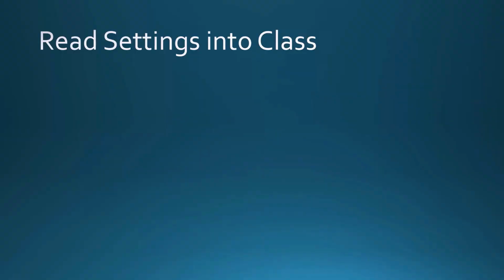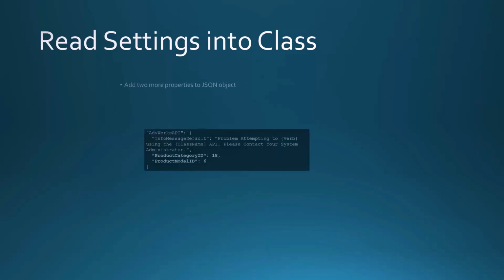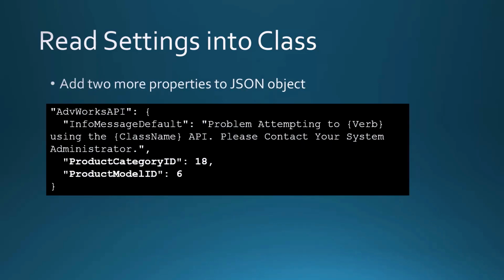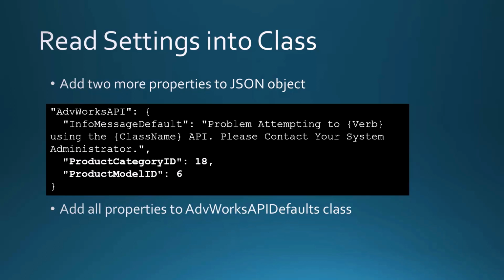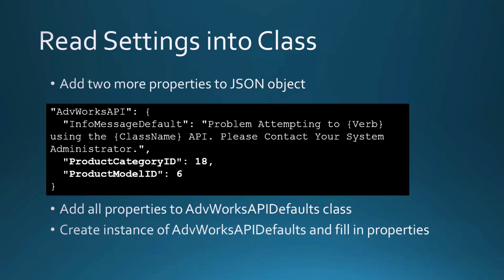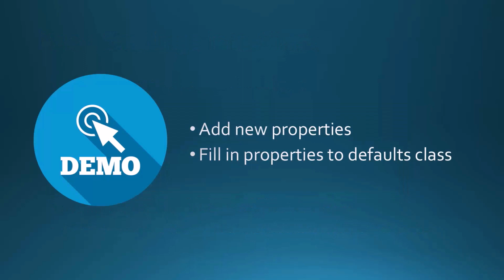So instead of just reading individual properties one at a time, let's actually read these settings into a class. So what we'll do is we'll add a couple more properties to the JSON object in our appsettings.development.json. So let's add on the product category ID and a product model ID. And then do you remember the AdventureWorks API defaults class we created earlier? Those two properties are actually in there. So what we'll do is we'll add the other property, InfoMessageDefault, to that class. And then we'll create an instance of that AdventureWorks API default and fill in all the properties. So let's go ahead and do that now, where we add the new properties and we'll fill in the properties to that defaults class.